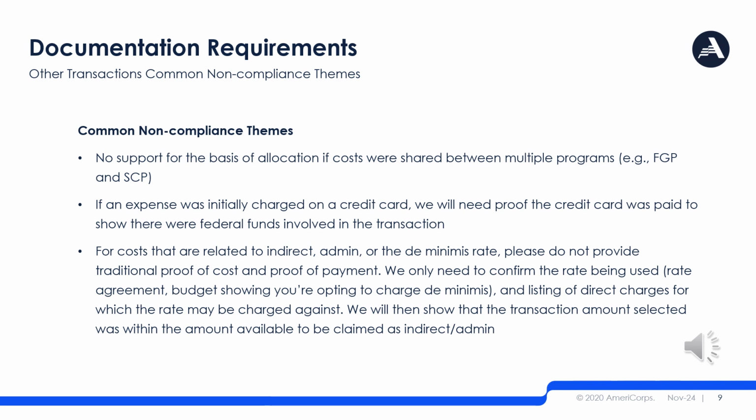Another common issue is if an expense was initially charged on a credit card, we will need proof the credit card was paid to show there were federal funds involved in the transaction. Finally, for costs that are related to indirect, admin, or the de minimis rate, please do not provide traditional proof of cost and proof of payment. We only need confirmation of the rate being used through a rate agreement or a budget showing you're opting to charge de minimis and a listing of direct charges for which the rate may be charged against. We will then show that the transaction amount selected was within the amount available to be claimed as indirect or admin.